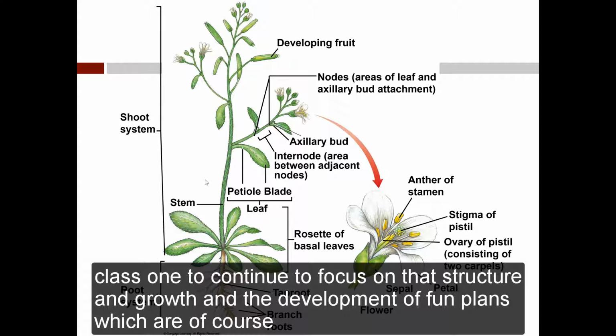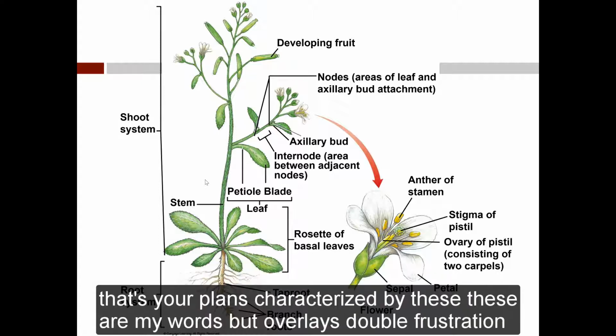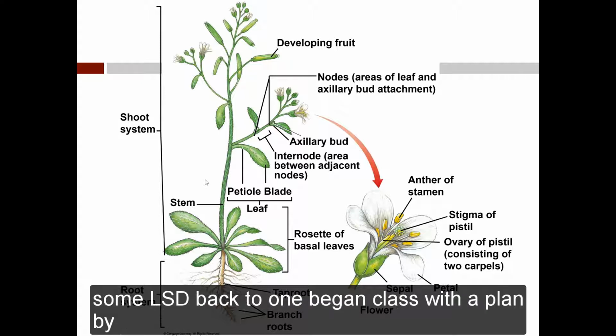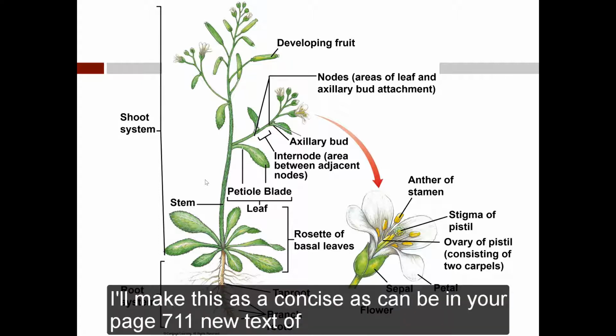of flowering plants, which are, of course, vascular plants characterized by these. These are flowers, double fertilization, endosperm, and seeds, class, enclosed in fruits. So now let's get back to where we began, class, with the plant body. So here with the plant body, I'll make this as concise as can be.